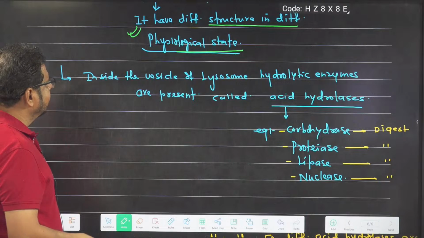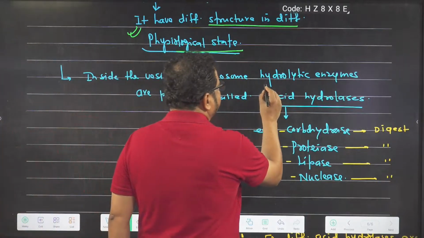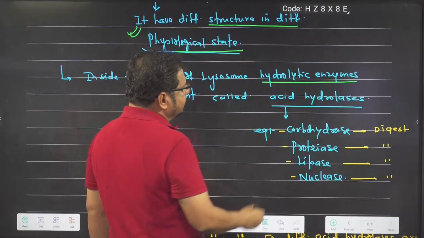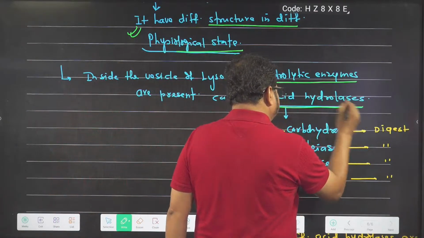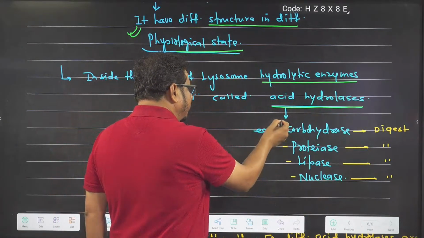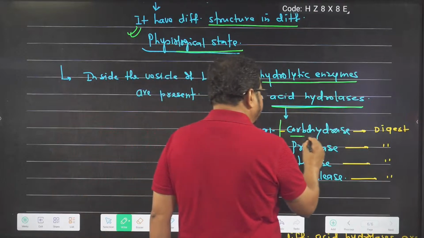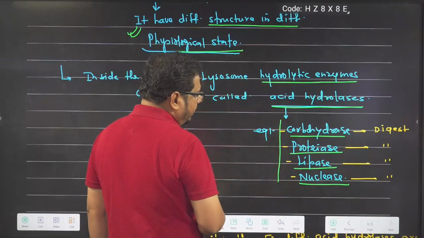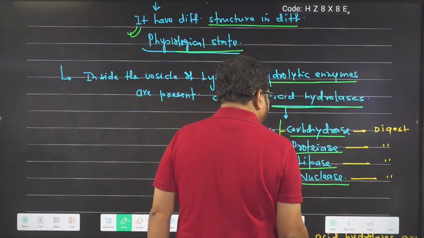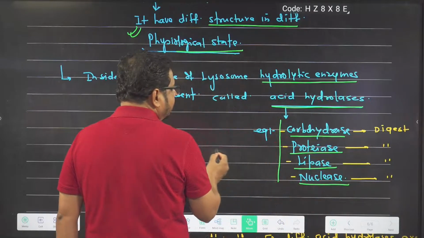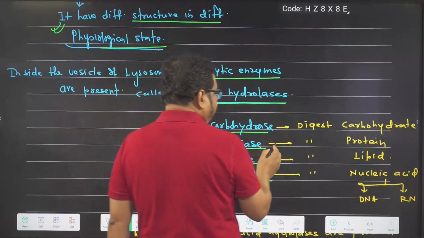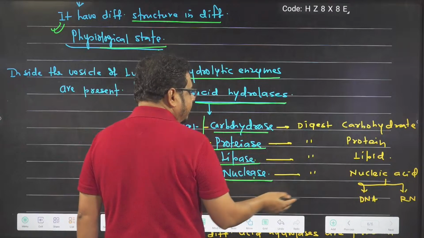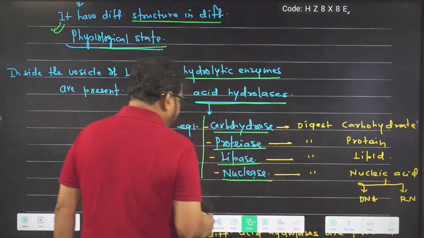Now I wrote, inside the cavity of lysosome, which enzyme is present? Hydrolytic enzyme is present. This enzyme is also called acid hydrolase. Some examples of acid hydrolases are carbohydrase, protease, lipase, nuclease. Got the idea? Carbohydrase digests carbohydrate, protease digests protein, lipase digests lipid, nuclease digests DNA and RNA. Are you getting the idea?